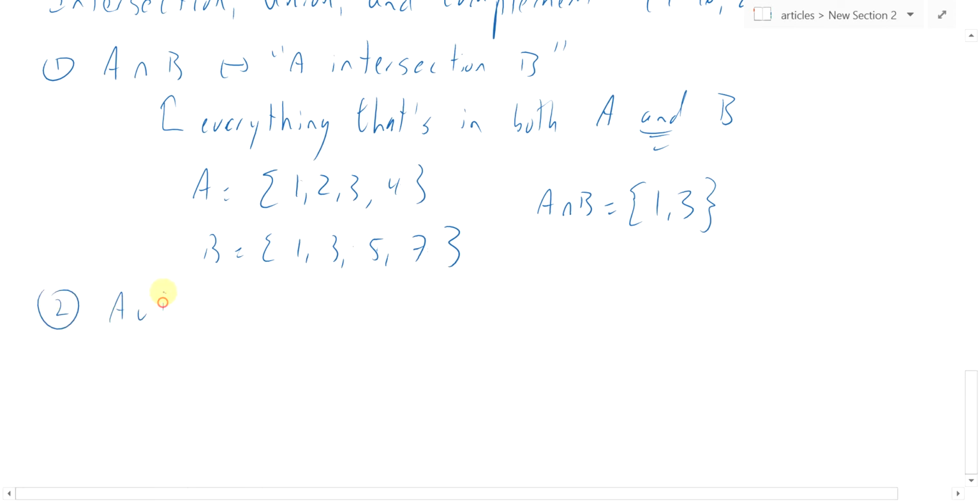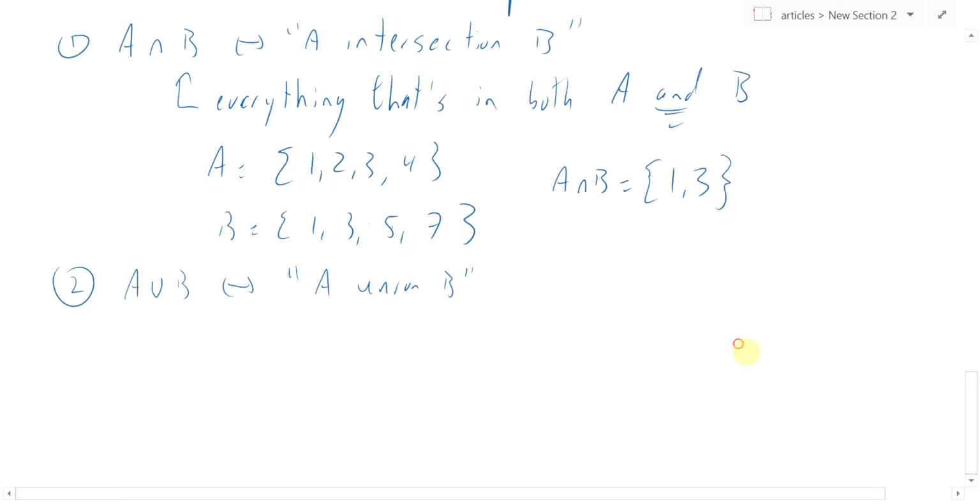A union B, right? And so we can read that as A union B. This symbol in between looks like a U, so it's a little bit easier to remember. If it looks like a U, it's a union. If it doesn't look like a U, if it's upside down, it's an intersection.